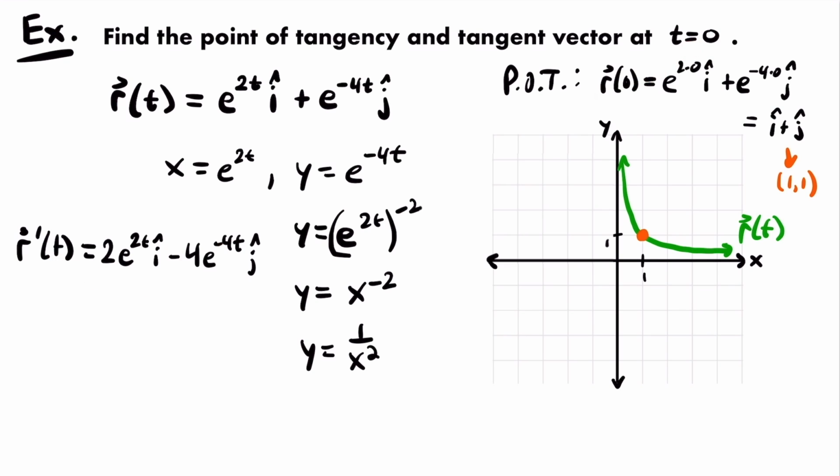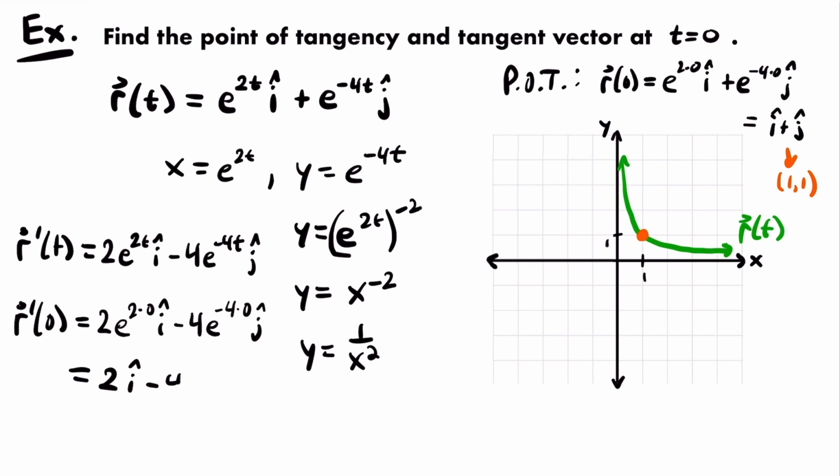So let's plug in t equals 0 to get the specific tangent vector at that point on the plane curve. We'll evaluate r prime at 0 and get 2 times e to the power of 2 times 0 times i minus 4 times e to the power of negative 4 times 0 times j. Now once again, both of these powers of e will become 0. Anything times 0 is 0. So we have e to the power of 0 in both cases, which is just 1. So we have 2 times 1, which is 2, and negative 4 times 1, which is negative 4. So we get 2i minus 4j. And so that right there would be the tangent vector at t equals 0 for this vector function.